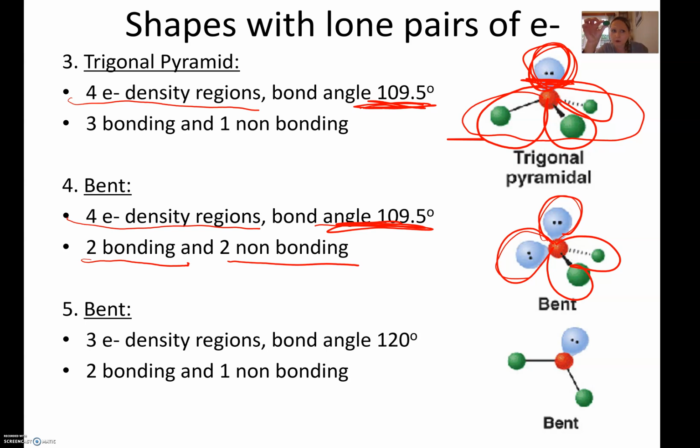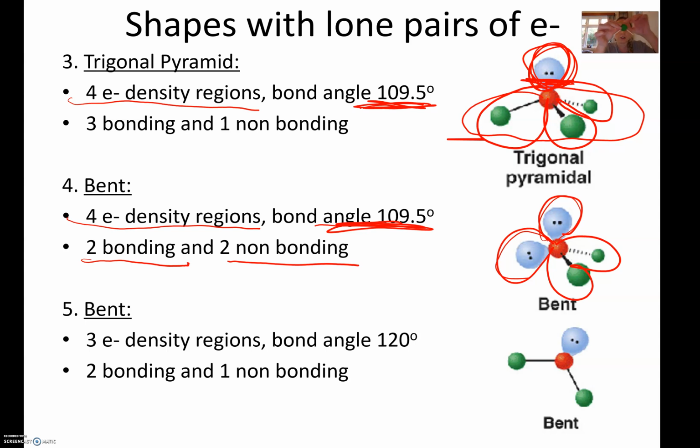Now you've seen that before. So actually, if you hold up your trigonal planar shape and you take off one bond, it doesn't matter which one, then you'll notice that it creates the bent shape again. So what's different between this bent and the bent that I held up before? It's actually the bond angle. The bent from tetrahedral is 109.5 bond angle, whereas the bent from trigonal planar is 120 degrees.